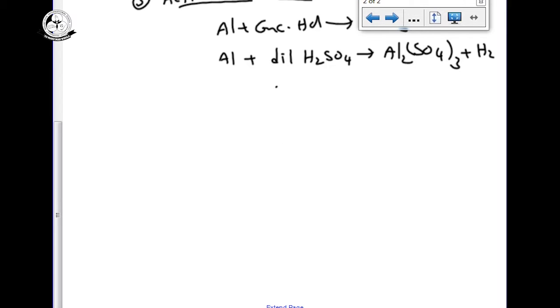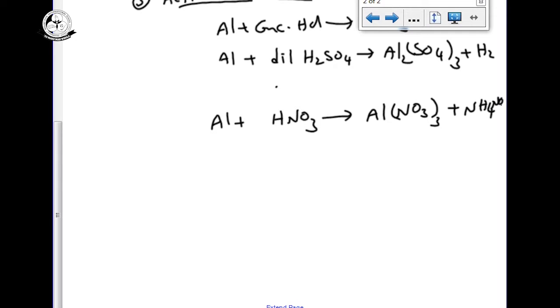Aluminium reaction with HNO3, nitric acid, is slow oxidation. HNO3 is the best oxidizing agent, so aluminium is slowly oxidized into aluminium nitrate, Al(NO3)3, and it can form ammonium nitrate also, NH4NO3, the most important explosive component, and liberate water.